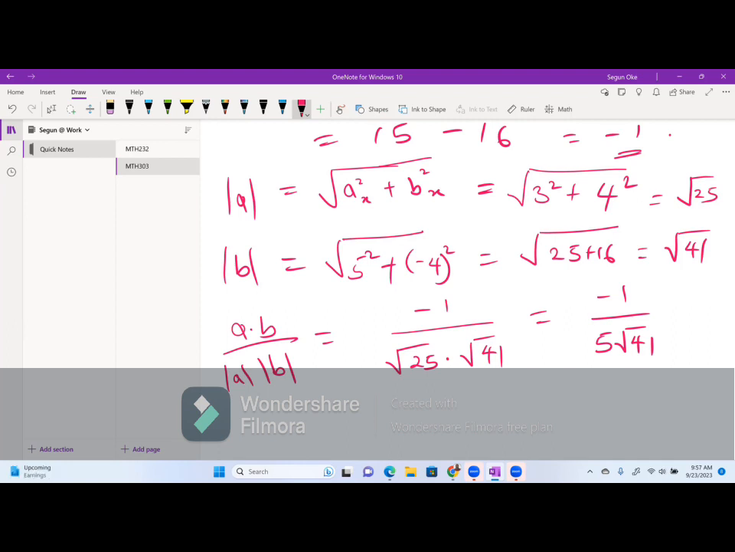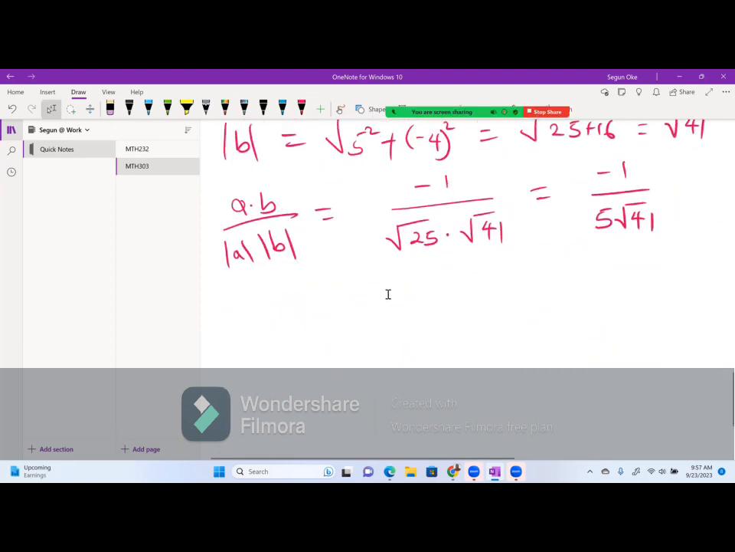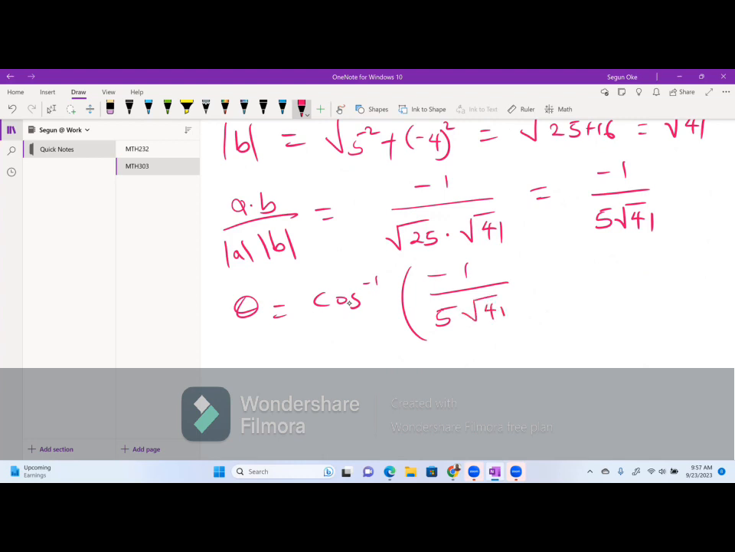No, sir. Okay. So I can now go ahead and look for my theta. What is theta in this case? Remember, we said it there. Our theta equals arc cos of everything we have here, -1 all over 5 root 41. So when you punch your calculator very well, you have 91.